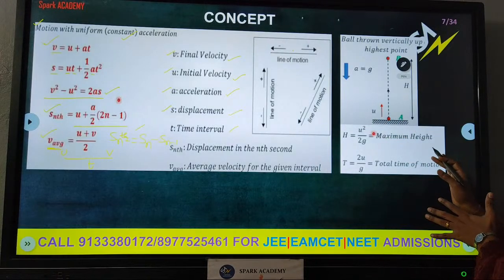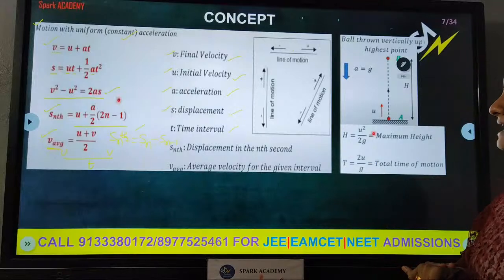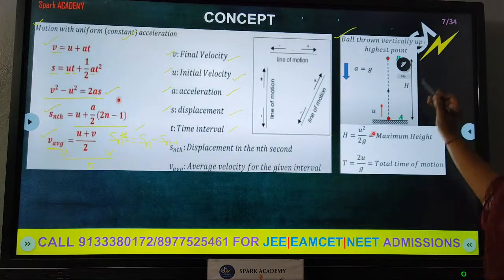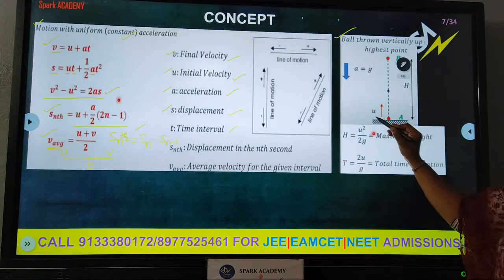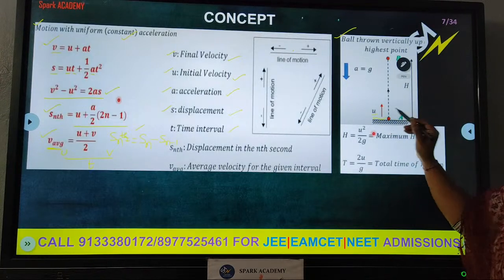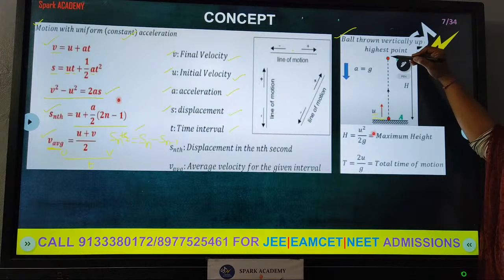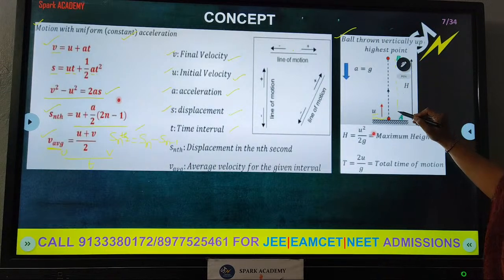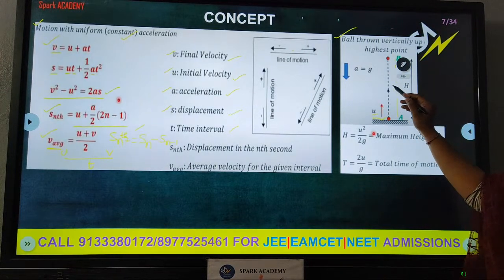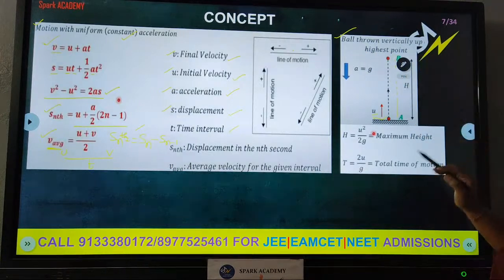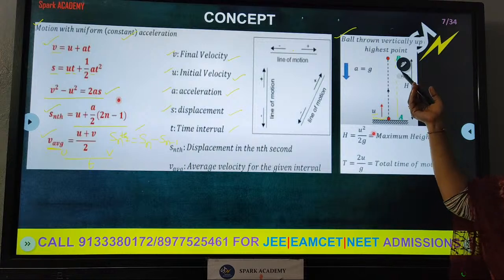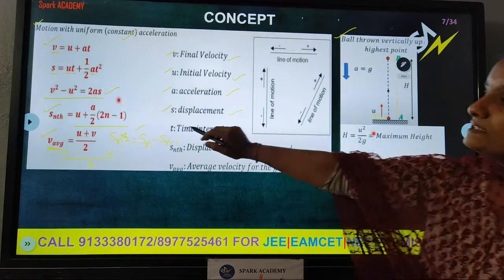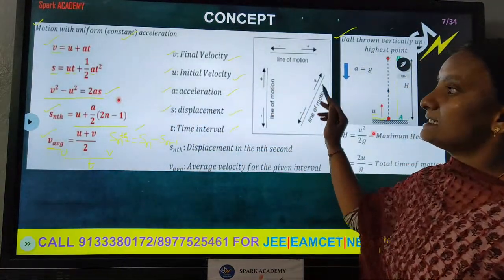So here we have one situation related to motion with uniform acceleration. Let us see a ball thrown vertically up from the ground. This is the ground. From here it is projected vertically up with u. It reaches a certain maximum height, and after some time it moves down again. For this case, what is the maximum height reached by the ball and what is the total time taken by the ball? Here we can use these equations of motion with the sign convention.